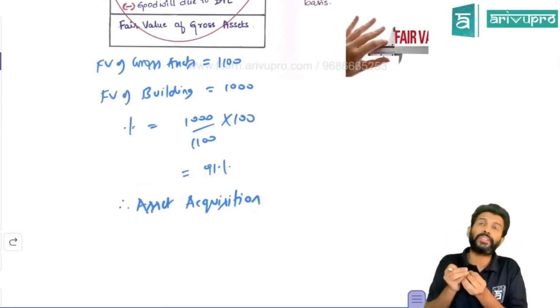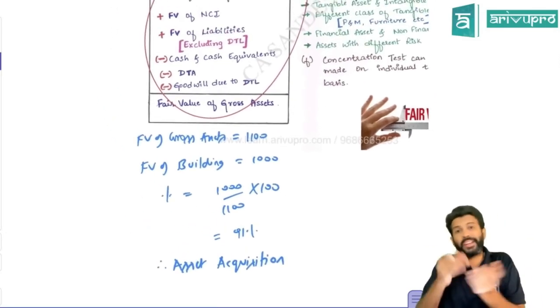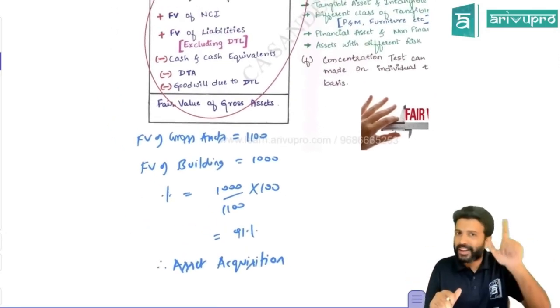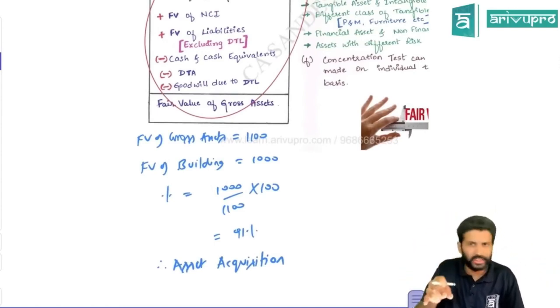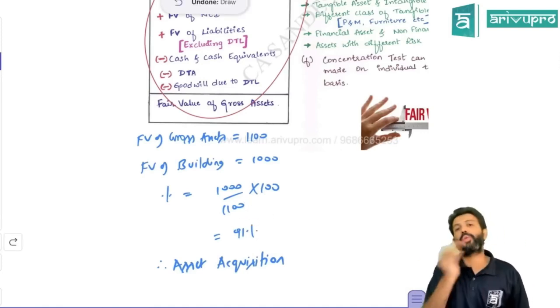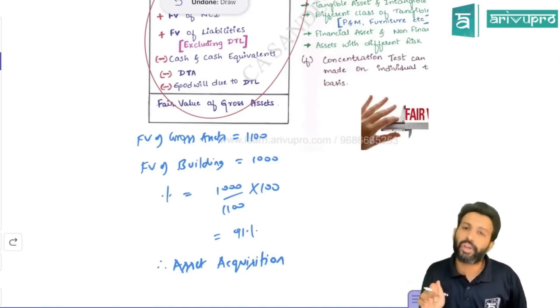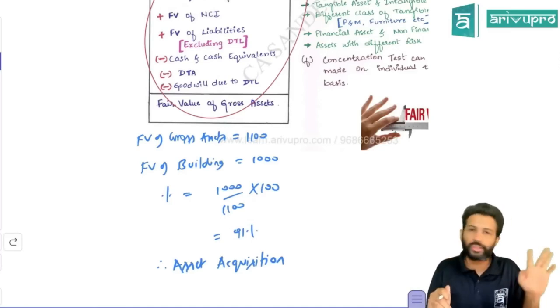So what percentage should we look for? There's only one example. They only use the word substantial, but they have not defined what is that substantial. And in our example, they have taken it as more than 90%. So in the examination, probably you'll get the same question if at all they want to ask. Calculate this percentage. If the percentage is more than 90, then automatically assume that test has been passed and it's an asset acquisition and not a business combination.